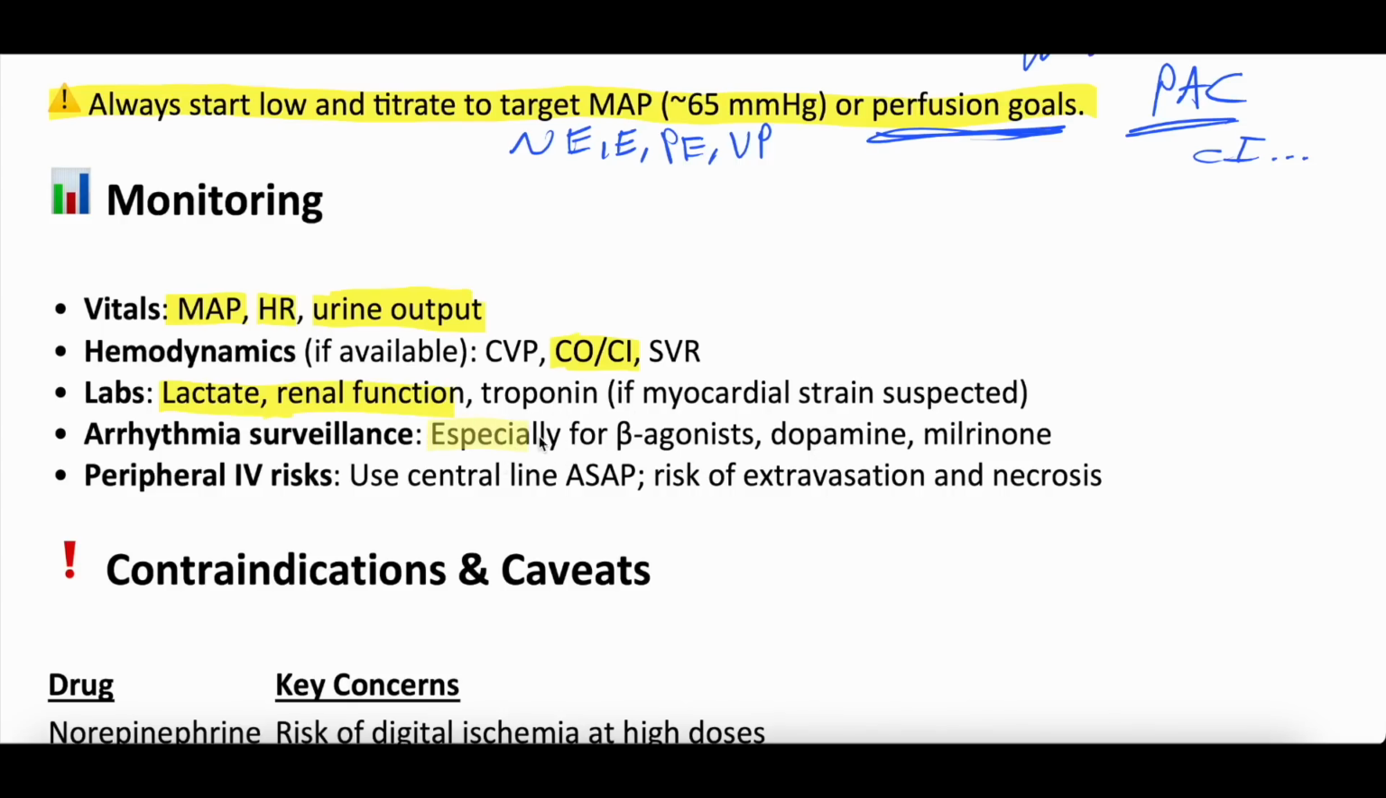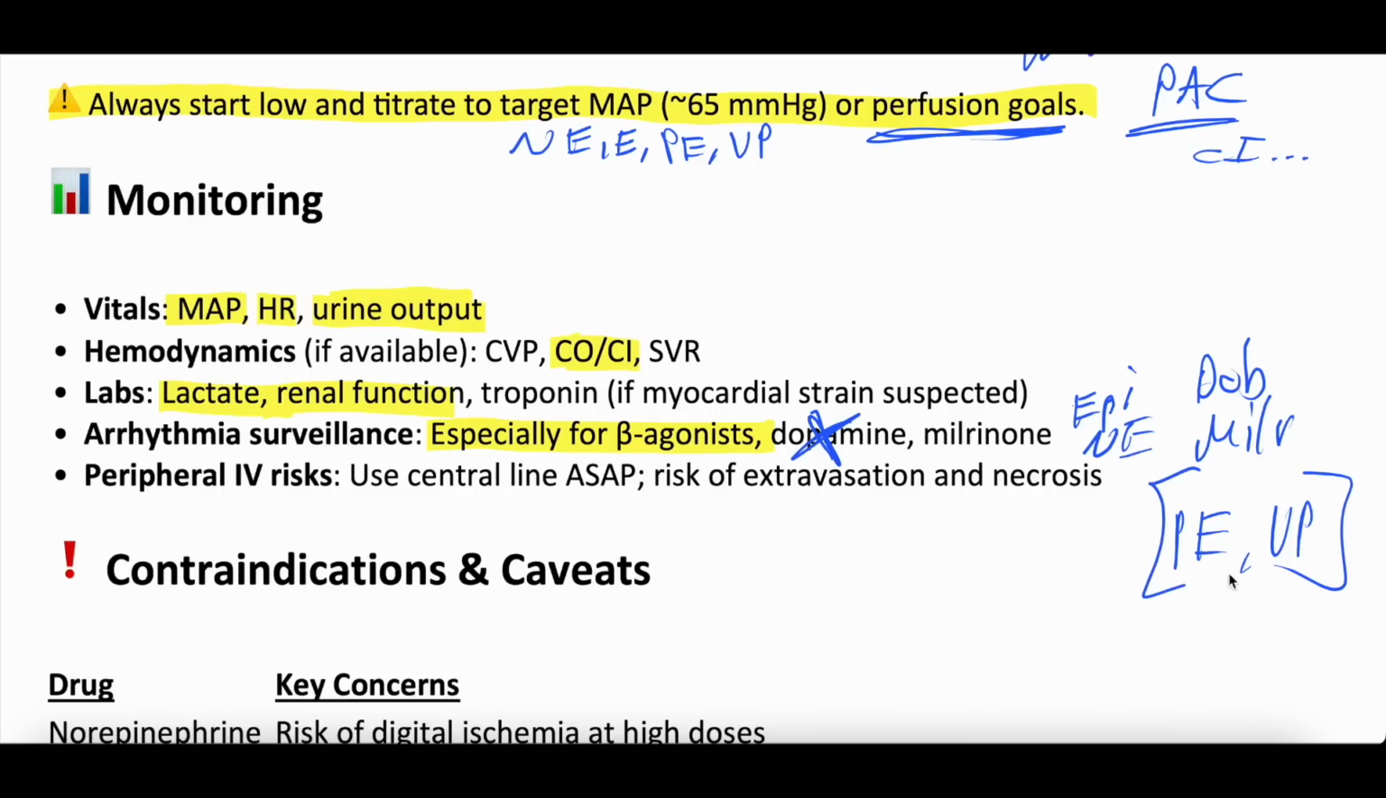These medications can increase risk for arrhythmias. Any of them can, really. Epi, any of them with beta effect. Epi can, norepinephrine can. Certainly dobutamine, certainly milrinone. Dopamine definitely does, although hopefully we're not using that really anymore. The ones that don't increase arrhythmias are going to be phenylephrine and vasopressin, because they're not catecholaminergic drugs.